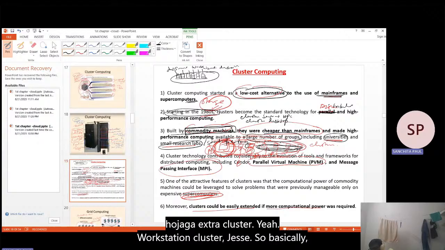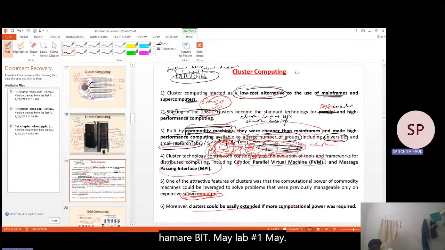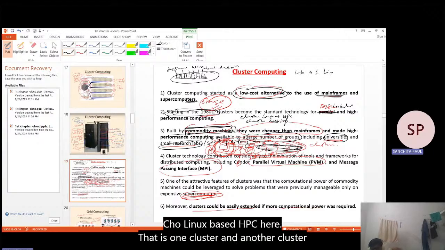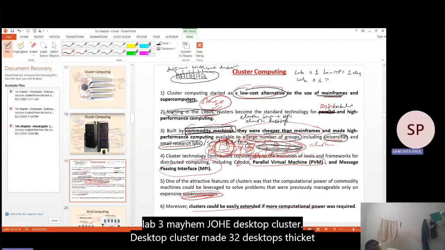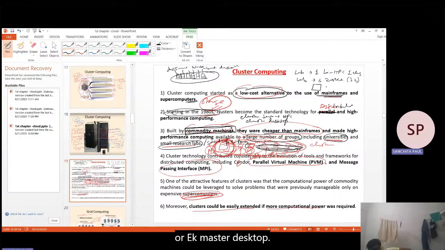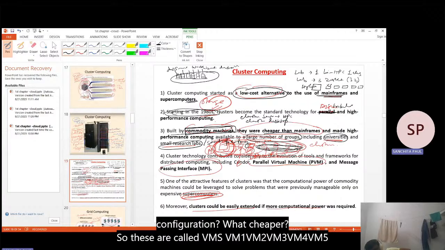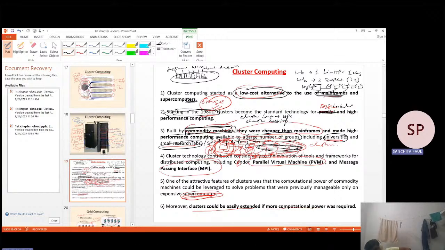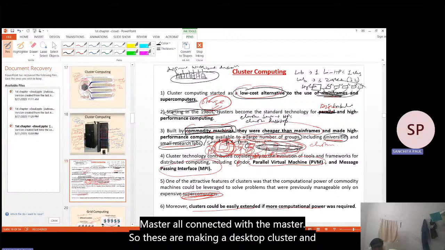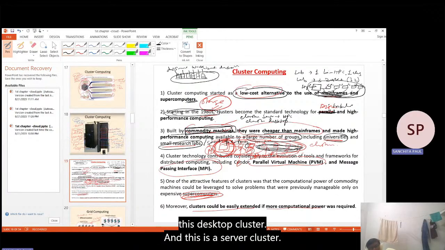ठीक है, सो बेसिकली हमारे BIT में लैब नंबर 1 में जो Linux based HPC है, that is one cluster, and another cluster लैब 3 में है जो है डेस्कटॉप क्लस्टर. डेस्कटॉप क्लस्टर में 32 डेस्कटॉप्स हैं. और एक मास्टर डेस्कटॉप है, जिसका कॉन्फ़िगरेशन हायर है और बाकी का कॉन्फ़िगरेशन बहुत चीपर है. So these are called VMs, VM1, VM2, VM3, VM4, VM5, and they are all connected with the master. So these make a desktop cluster, and this is a server cluster.